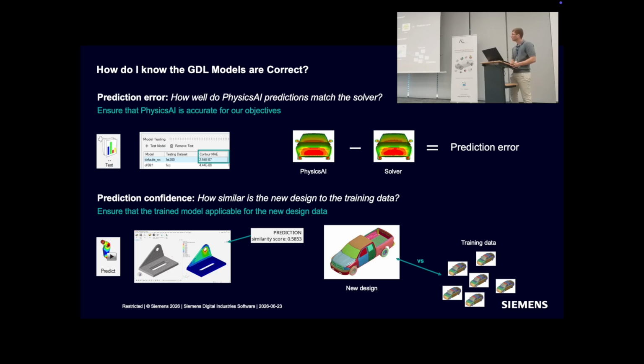So the first metric is when running the testing phase. This metric has to do with the prediction error between our physics AI predictions and our solver, our simulated results. So this step helps us to see if our physics AI model has generalized well during the training and has been trained sufficiently. And the second metric has to do with when deploying the physics AI model and basically answers the question: how similar is the new design compared to our training data set.